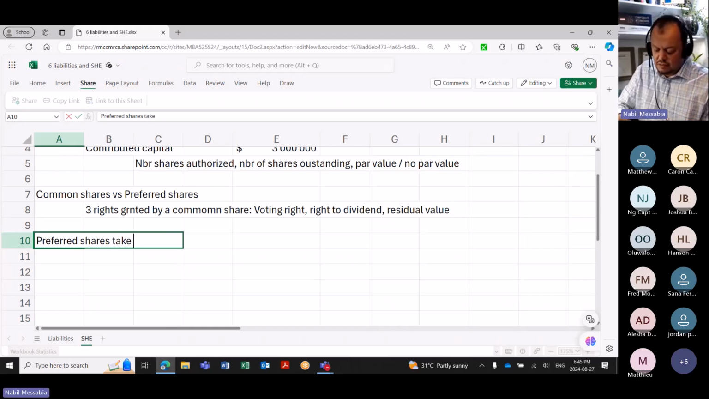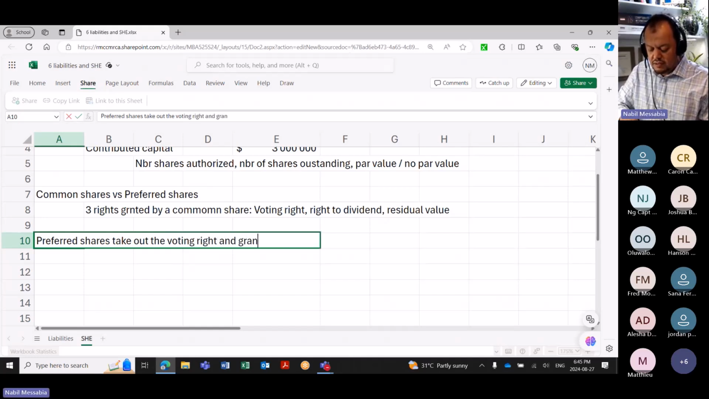So preferred shares: we take out the voting right and grant a preferred dividend in compensation.